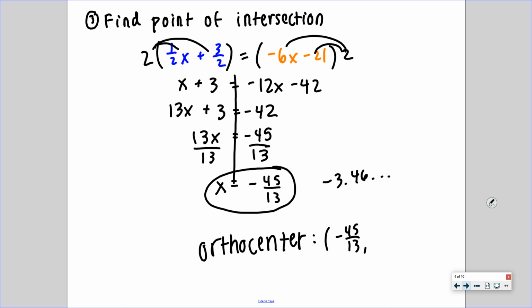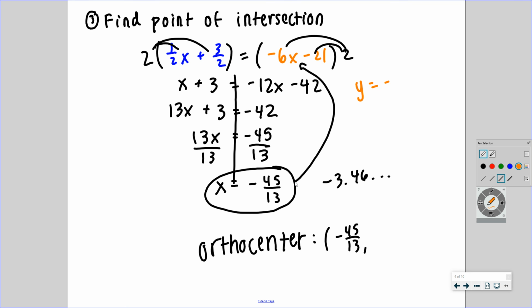Algebraically. Alex? Yeah, plug it into one of the equations. I'd probably use the orange one because it's less fractions. Orange says, hey, y is negative 6x minus 21. It lies on this line. So let's plug it in. We get another kind of nasty fraction. I believe it's negative 3/13.